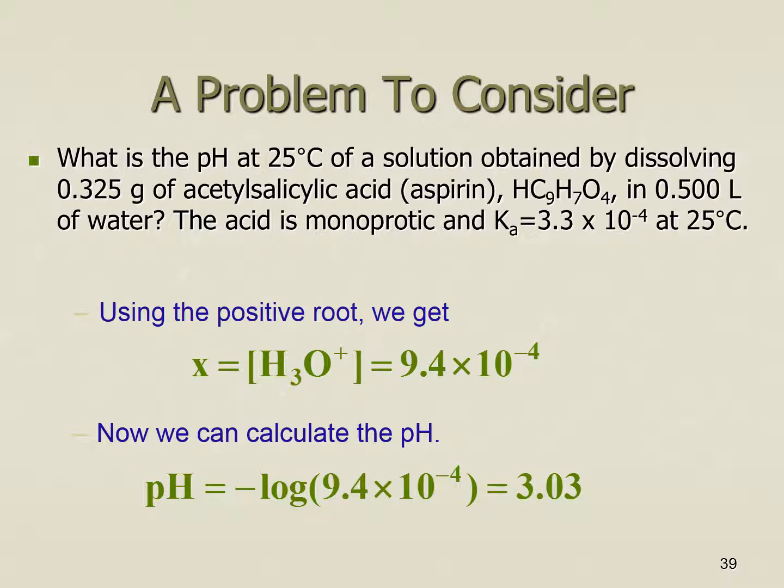And just note that X is not insignificantly smaller than the original concentration of 0.0036. So we cannot ignore X when compared to 0.0036, because this is pretty close to the same value. So that is how we do it.